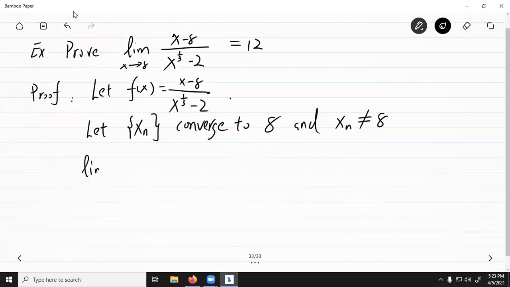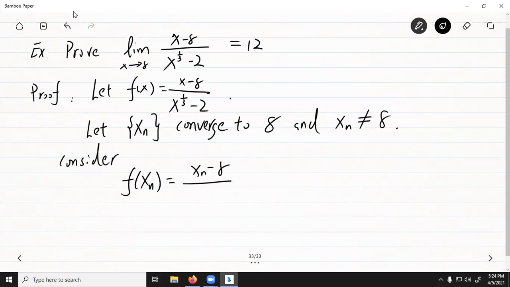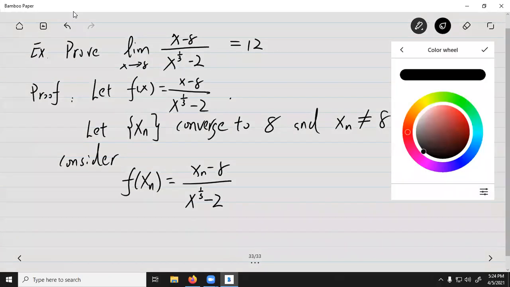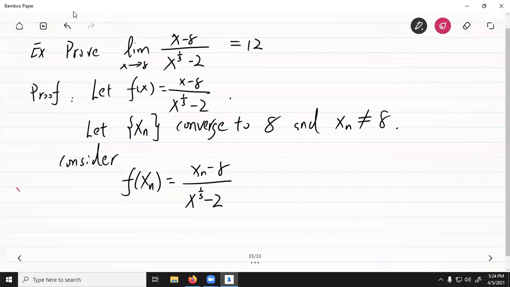Then we consider f of x_n, which is equal to (x_n minus 8) over (x_n^(1/3) minus 2). One thing you can do, because of the denominator, is treat x_n as x_n^(1/3) raised to the power 3, minus 2 to the cube. So we can use this formula.